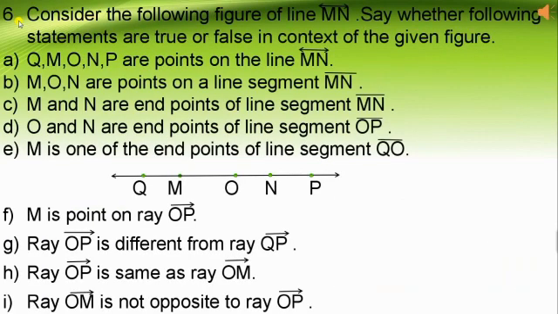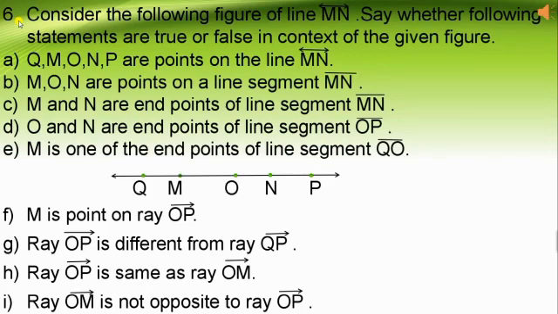Our next question is, consider the following figure of line MN. Say whether the following statements are true or false in the context of the given figure. First statement, Q, M, O, N, P are points on the line MN. In the given figure, you can see the 5 points Q, M, O, N and P. Hence, the given statement is true.